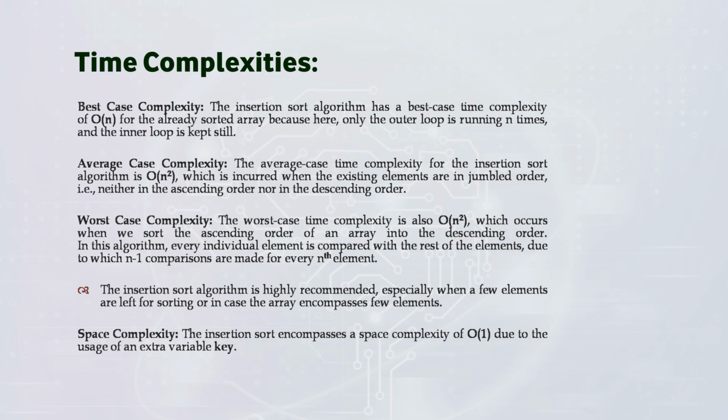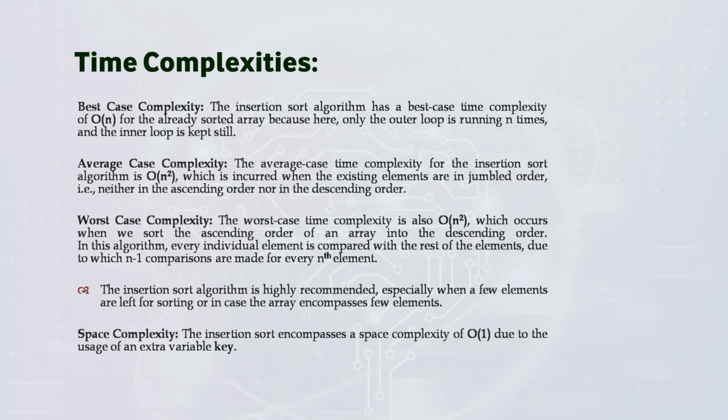In case of worst case time complexity, in the average case it will be big O of n square, and in the worst case it will also give the order of n square time complexity, which occurs when we sort the ascending order of elements of an array into descending order. In this algorithm, every individual element is compared with the rest of the elements, due to which n minus 1 comparisons are made for every nth element.